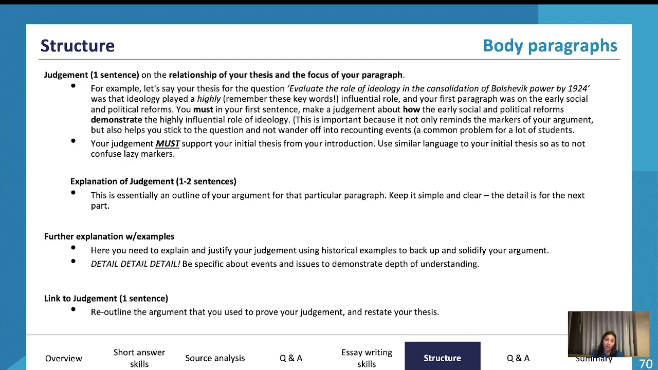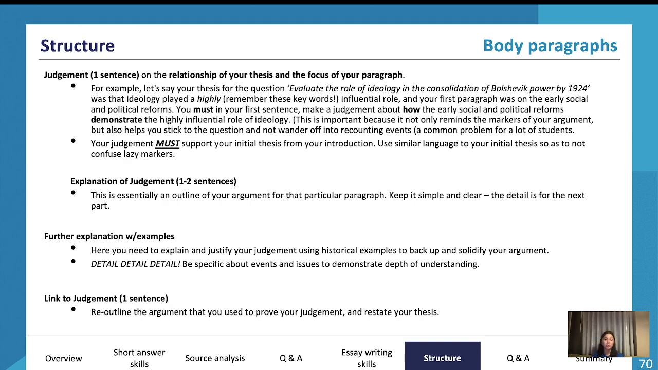Then we get on to the body paragraphs. So for your body paragraphs, first you want to start with the judgment on the relationship of your thesis to the focus of your paragraph. So if you were saying that Lenin was highly critical, then you're going to link that to the focus of your paragraph, which might be the military leadership, and then make that link between the two so that you're linking that judgment and your thesis to the specific paragraph point, which is your evidence.